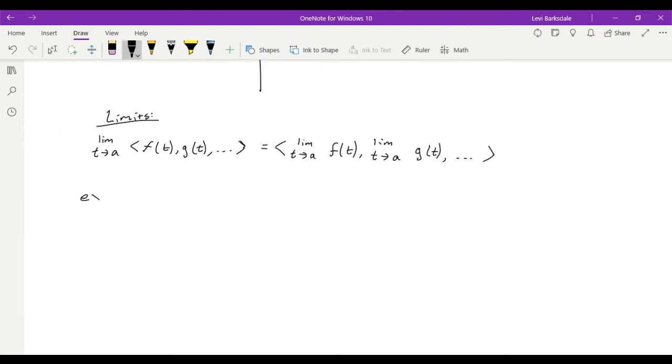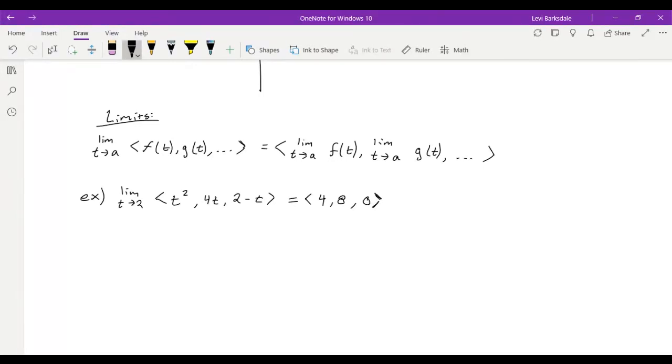So for example, you could take the limit as t approaches 2 of the vector valued function t squared comma 4t comma 2 minus t. And all we do is we take the limit component-wise. So the limit as t goes to 2 of t squared is 4. The limit as t goes to 2 of 4t is 8. And the limit as t goes to 2 of 2 minus t is 0. So this would be our answer.